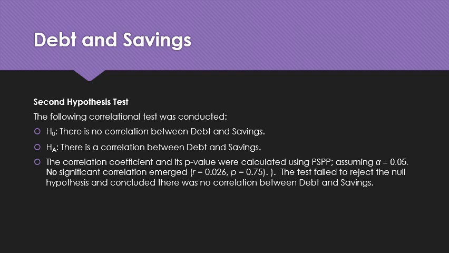No significant correlation emerged. The coefficient was 0.026 with a p-value of 0.75. The test failed to reject the null hypothesis and concluded there was no correlation between debt and savings.